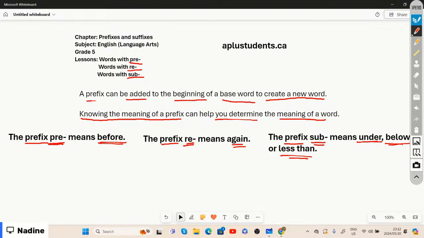And if we look at these prefixes, because now it's not just words, it's prefixes. If we look at the first prefix, pre, can you think of a few words that start with pre? So, a few words that start with pre.